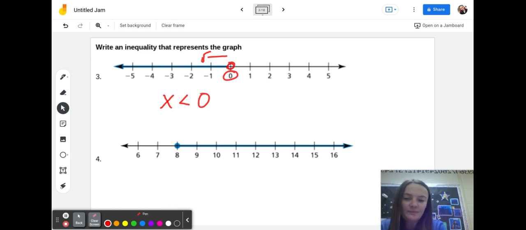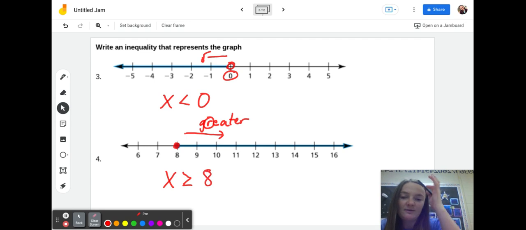For number 4 here, our important number we're going to start on is 8. Notice how this dot is filled in. So what we're going to say is that x, notice how we're going to the right here. This is going to be greater than, notice how there's an R in greater than, which means we're going to the right. This is going to be greater than or equal to 8. In fact, one student pointed out to me that for inequalities, the sign actually always creates an arrow pointing the direction you should go. So notice how greater than points towards the right and less than points towards the left.